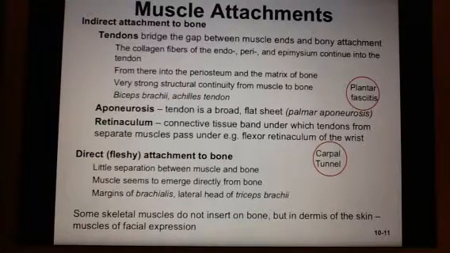So the tendon is the indirect attachment to the bone. It bridges the gap between the end of the muscle and the bone. And then we also can have direct attachment to the bone. When we have that, there's barely any separation between the muscle and the bone, and the muscle seems to emerge directly from the bone. Some skeletal muscles don't insert on a bone at all, but in the dermis of the skin, and those are muscles of our facial expression.